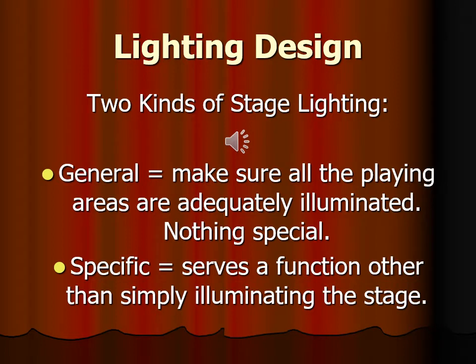So we divide lighting into two kinds of stage lighting. General. General means lighting the stage to make sure that all the playing areas, the stage areas that are being used are adequately illuminated, lit. Nothing really special. Sometimes we call this a general wash. Sometimes we might use warm colors, cool colors to give it a general feel and mood. But this is, like it says, there's really nothing specific. It is very general lighting.